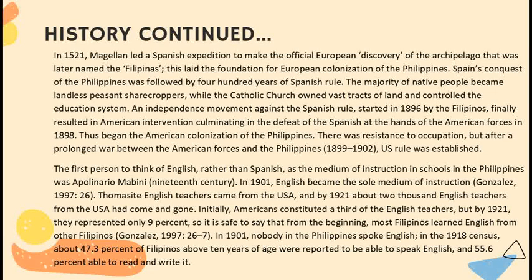There was resistance to occupation, but after a prolonged war between the American forces and the Filipinos, from 1899 to 1902, U.S. rule was established. The first person to think of English rather than Spanish as the medium of instruction in schools in the Philippines was Apolinario Mabini. In 1901, English became the sole medium of instruction. Thomasite English teachers came from the USA, and by 1921, about 2,000 English teachers from the USA had come and gone. Initially, Americans constituted a third of the English teachers, but by 1921, they represented only 9%, so it is safe to say that from the beginning, most Filipinos learned English from other Filipinos.